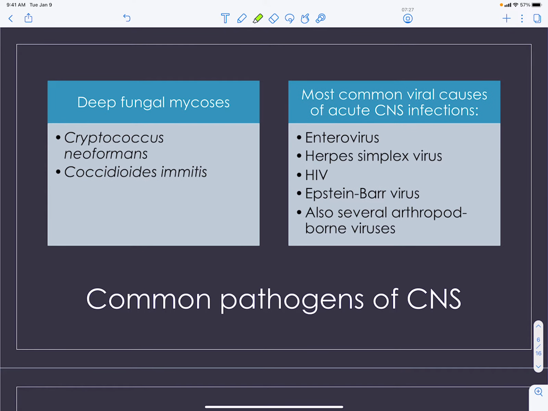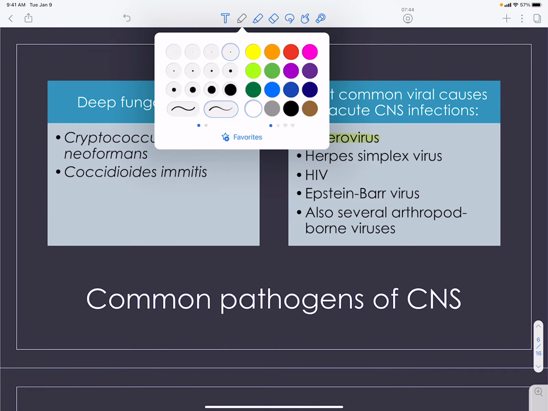Now, some other not so common pathogens are going to be our deep fungal mycoses, such as Cryptococcus and Coccidioides. We also have some viruses that commonly cause CNS infections. Our enteroviruses, of which polio is a member.